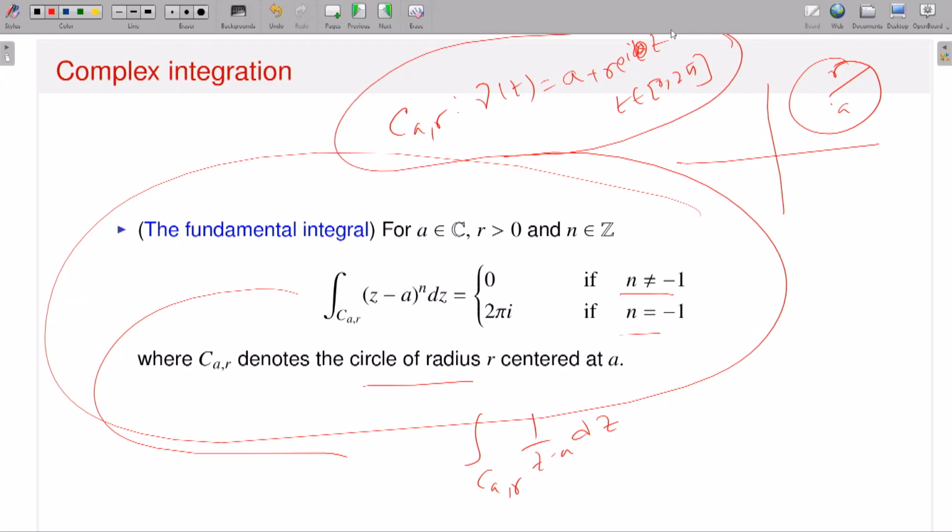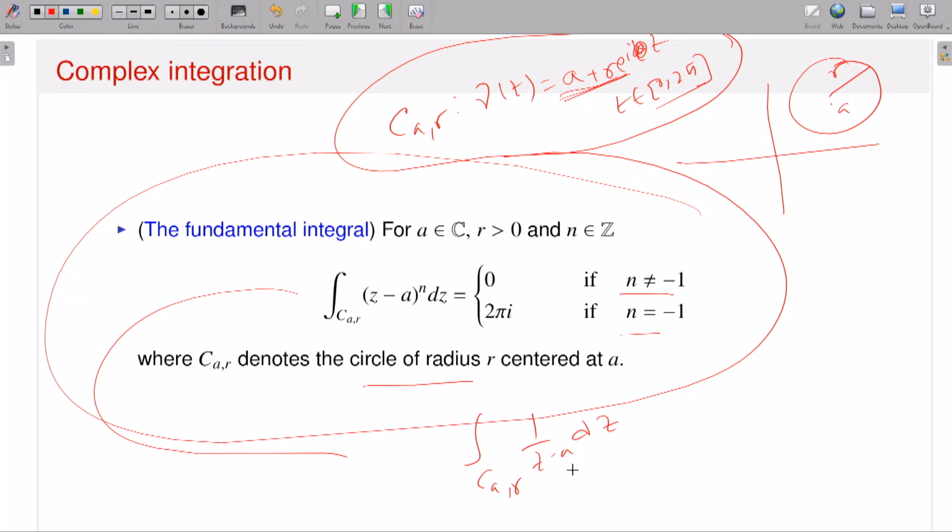That is the parameterization of C_{a,r}. So I am just perturbing a because a is the center. So a plus r e to the i t, because if I just take r e to the i t, that means I am talking about center at 0. Since it has center a, that means a plus r e to the i t, and t runs from 0 to 2 pi, it will be a circle. So now you have the parameterization, right? So gamma of t is equal to a plus r e to the i t. Now you can easily calculate this object.